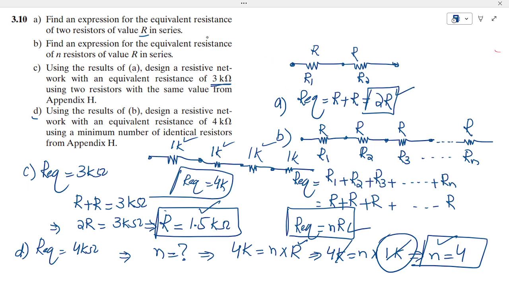Okay, so that's it for today, in which we have seen the solution of question 3.10, which is related to series resistors. If you guys have any question, you can ask me in the comment box.